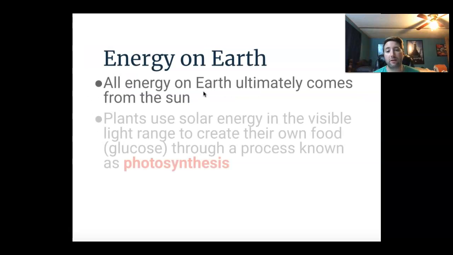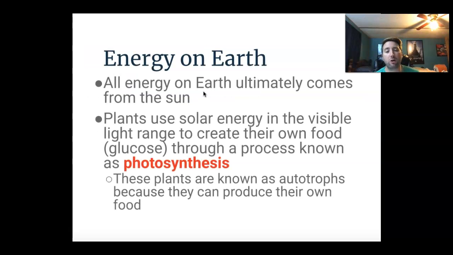So we're talking about the energy on Earth, and all the energy on Earth is ultimately going to come from the sun. If you think about it, we eat other animals, we eat plants. Plants derive their energy from the sun by doing photosynthesis, and other animals are eating plants, and those plants are deriving their energy from the sun. So plants are going to use solar energy to create glucose through a process known as photosynthesis. And we talked about photosynthesis in class when we talked about the carbon cycle.